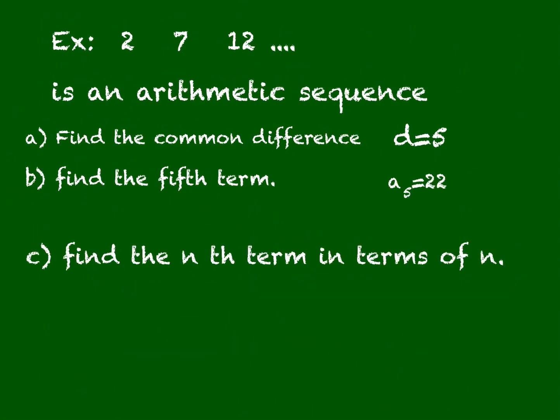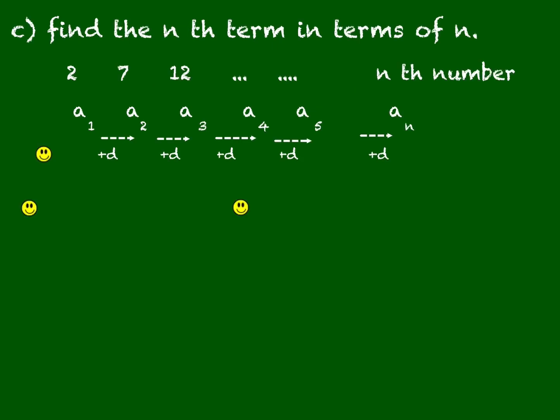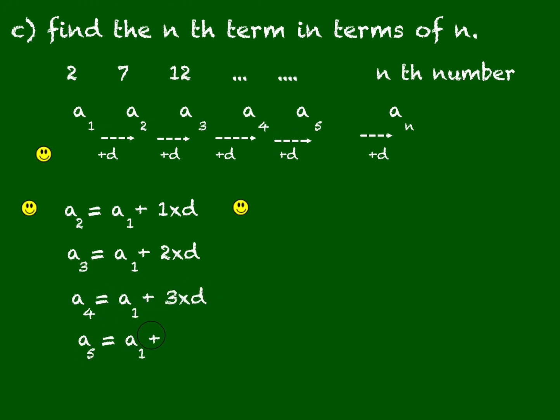Part C of the question is to determine the nth term. To illustrate the general idea, I'll write down a few terms in terms of the first term and the common difference. From the diagram, we can see that a2 is 1 step away from a1. a3 is 2 steps away from a1. a4 is 3 steps away from a1. And a5 is 4 steps away from a1.